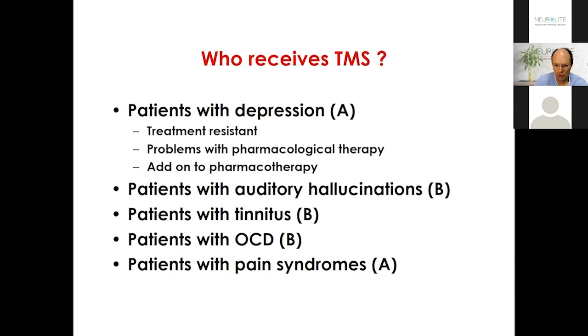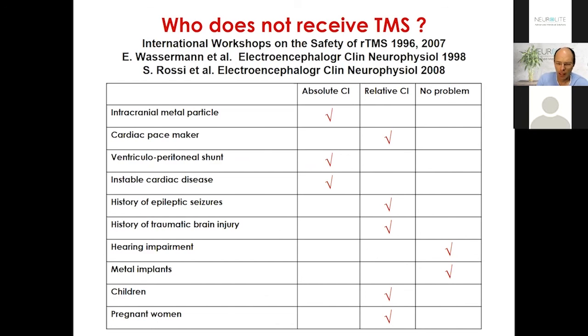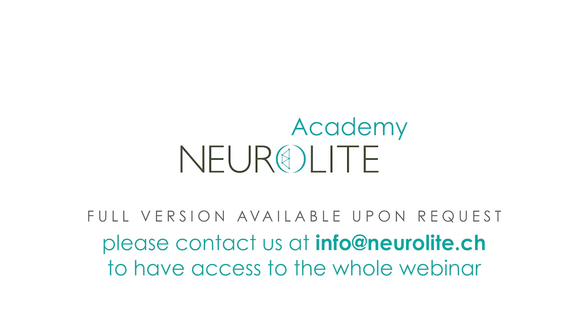We also treat patients with auditory hallucinations, with tinnitus, with OCD. Very recently, but only in the context of a clinical study, we started to treat patients with increased impulsivity in the context of borderline personality disorder. So the next question is, who should not get a treatment with TMS?